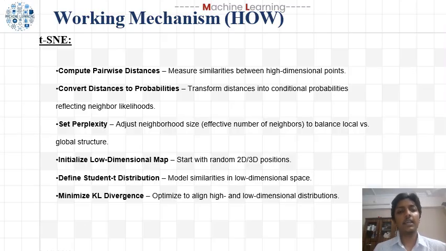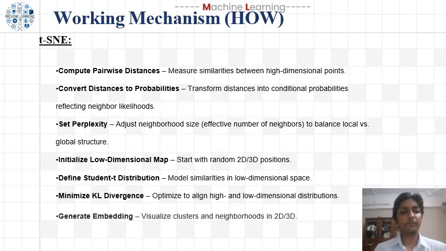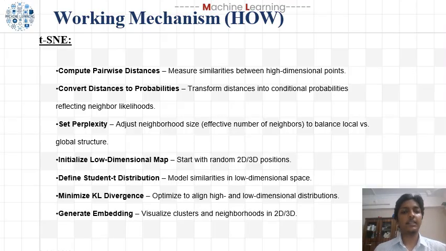Now we minimize the KL divergence. KL divergence is a cost function, that is a loss function, which tells us the difference between high dimensional space and low dimensional space to optimize it further. So we need to minimize this KL divergence. After minimizing the KL divergence, our data set is ready and we generate the embedding, that is visualize the clusters and neighborhoods in 2D or 3D.